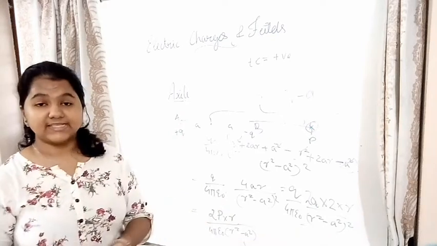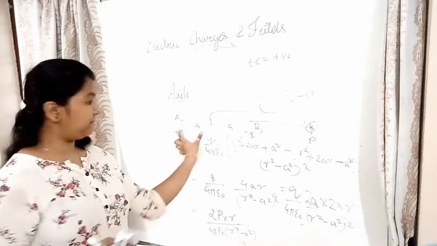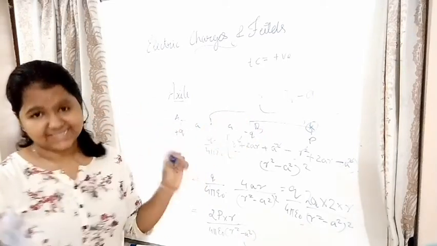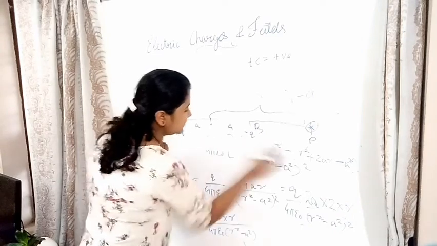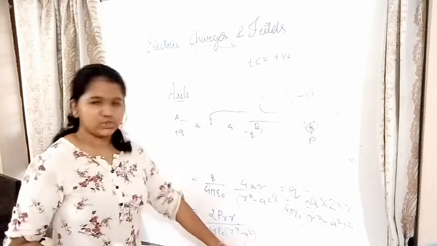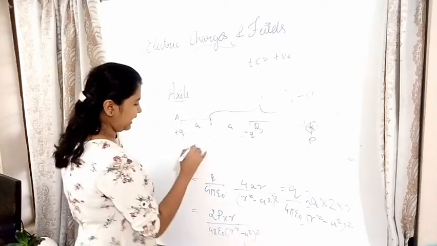So let us take this as a short dipole. What do you mean by a short dipole? The distance a is much smaller than the distance r. So we will neglect a. We will see that situation also. What happens when you neglect a? There is no a over here. There is a whole square here. So what will happen?